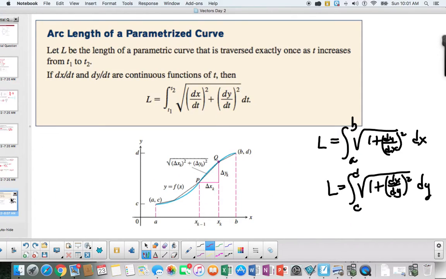Okay, the arc length of a parametrized curve. Now these are curves where it was in terms of x or in terms of y. In terms of t, it's going to look like this. And remember, it's that same idea that this is the hypotenuse of a Pythagorean theorem. And so we're going to write dx dt, dy dt with dt here.